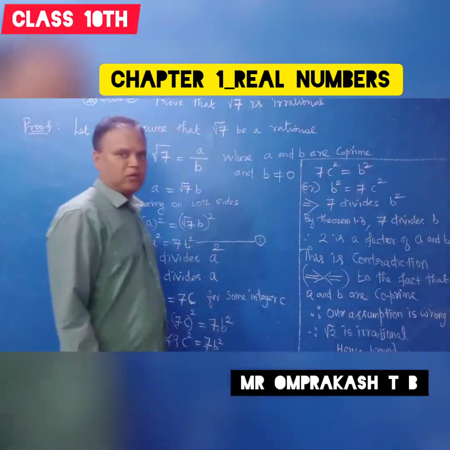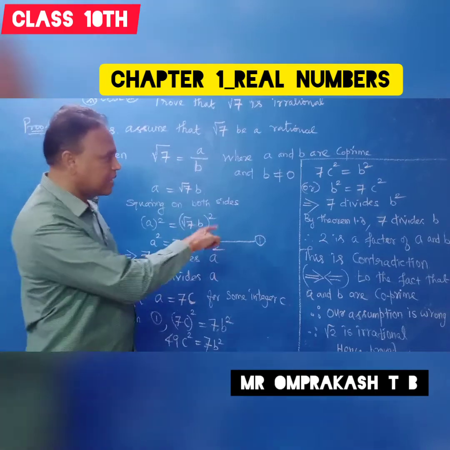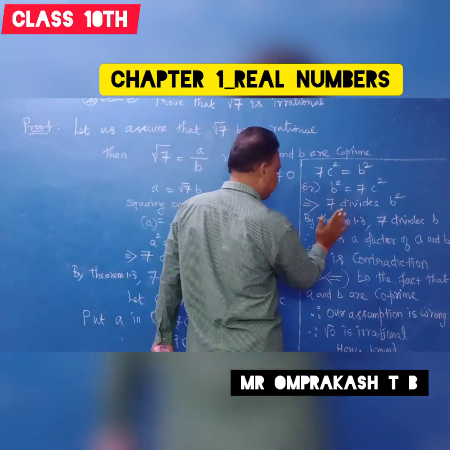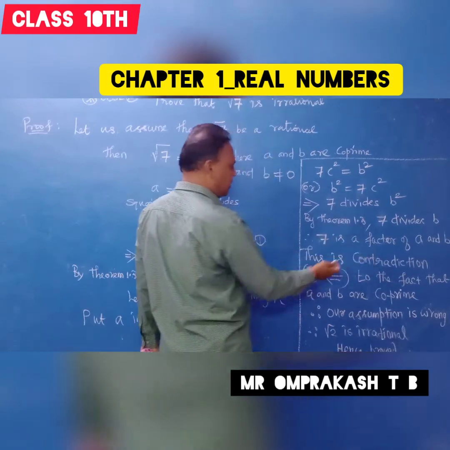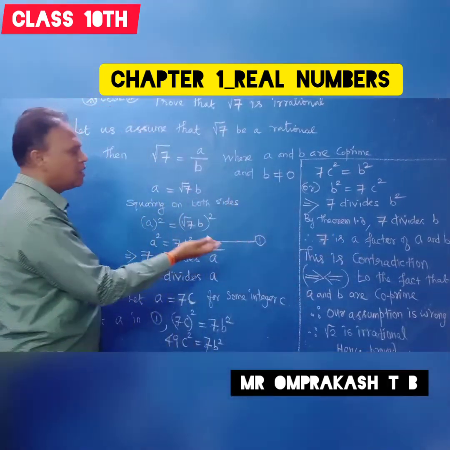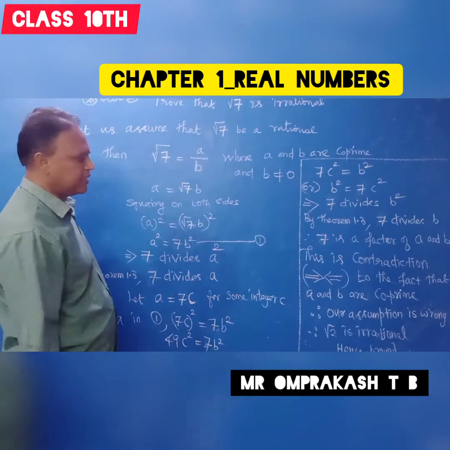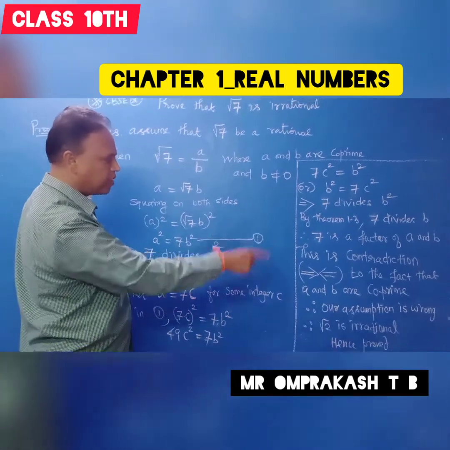7 divides b also. Clear? Therefore, 7 is a factor of both a and b. But a and b are co-prime. Therefore, it is a contradiction. Clear? Contradiction to the fact that a and b are co-prime.